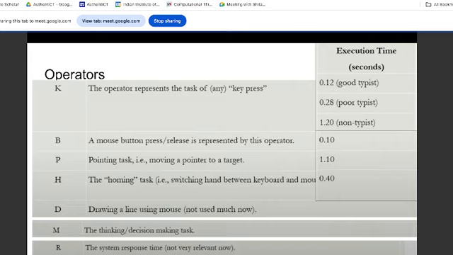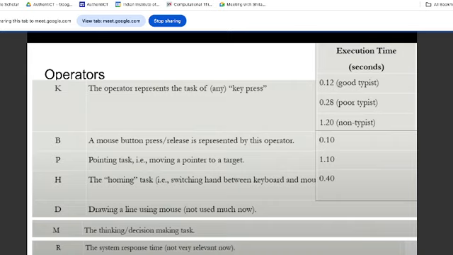Next, for B, that is the button press or click, you require 0.1 second. For the pointing operation, that is moving a pointer from one place to another on the screen, you need about 1.10 seconds. And then for the homing task, that is switching between the mouse pointer and the keyboard or touchpad, all this switching requires less than a second.